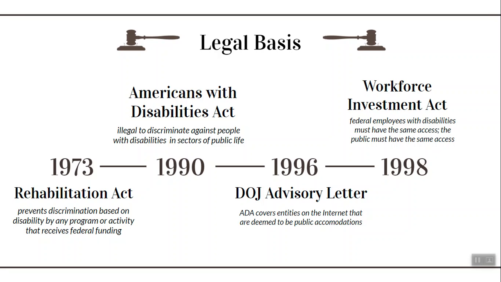Since the internet was in its infancy in 1990, in 1996, the Department of Justice issued an advisory letter suggesting that the ADA cover entities on the internet whose services are deemed to be public accommodations. The 1998 Workforce Investment Act reinforced the law concerning accessibility for federal employees with disabilities and members of the public with disabilities trying to access federal information.